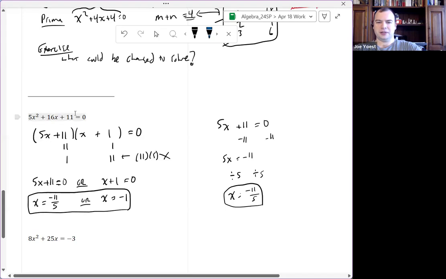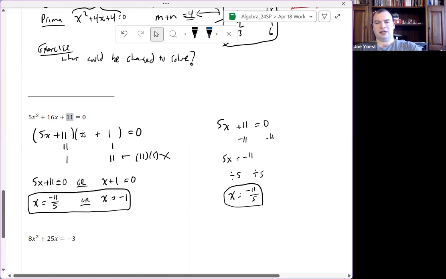Okay, so this one, again, I just use the guess and check method here. I know that for 5x squared, I have to have one factor that has a 5x and the other has to have an x. Because 5 is prime, that's the only way it breaks up, 5 times 1. 11 is also prime, so it's got to be 11 times 1. So I either need the 11 with the 5x and the 1 with the x, or vice versa.